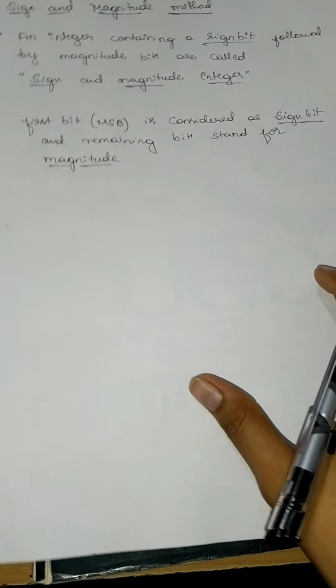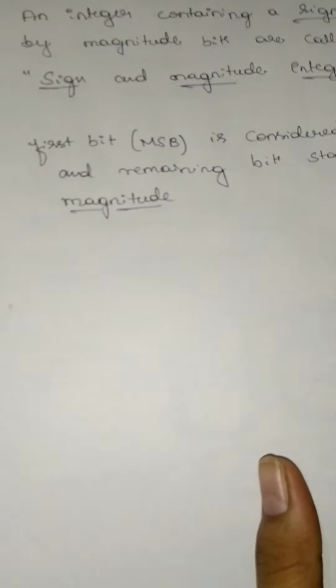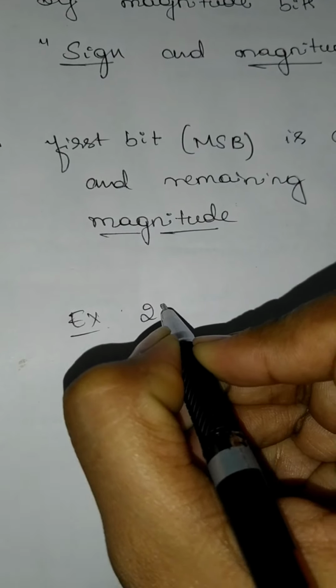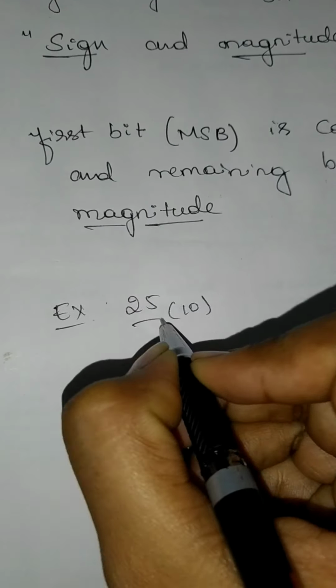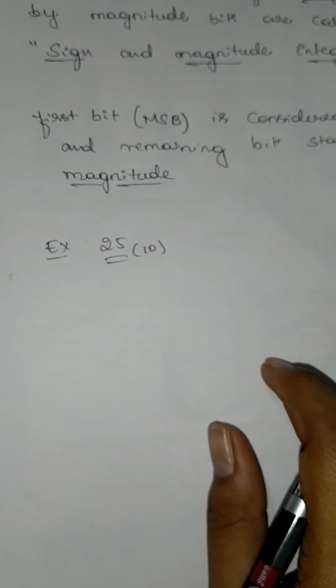Okay, so now we'll see how to represent any given number with the help of the sign and magnitude method. Consider an example of the decimal number 25. So here we have 25 base 10. That means it is a decimal number which needs to be converted into binary.